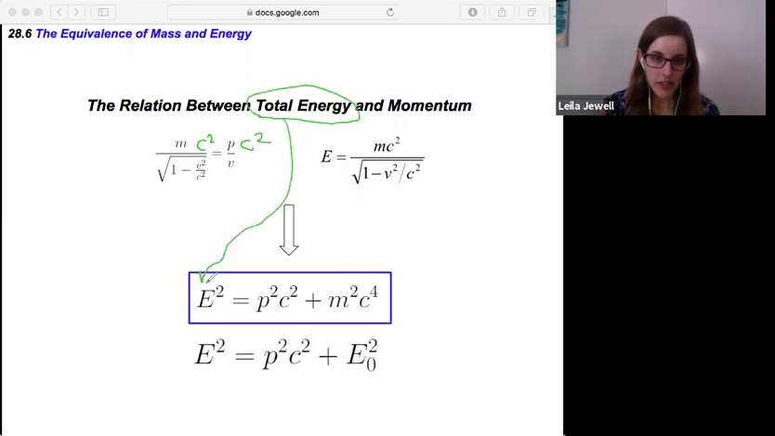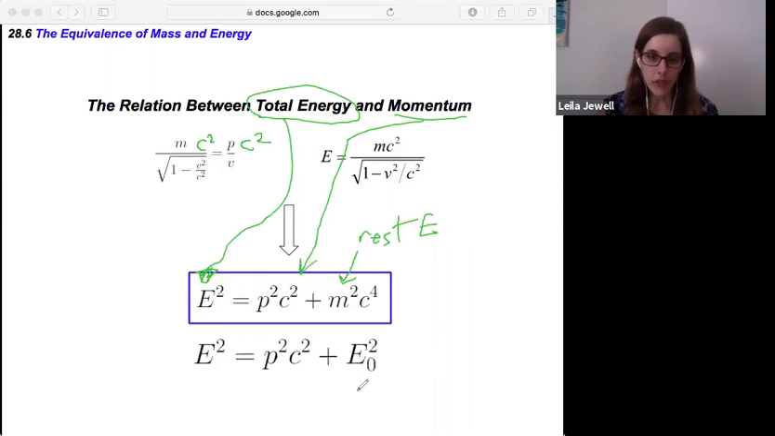is E, and that total energy squared is equal to the momentum squared times c squared plus the mass squared times c to the 4th, right? Where this second term is the rest energy, and the middle one is the momentum. The other way you could write it is in terms of the rest energy squared, or mc squared, but when you square both terms of that, it becomes m squared times c to the 4th.